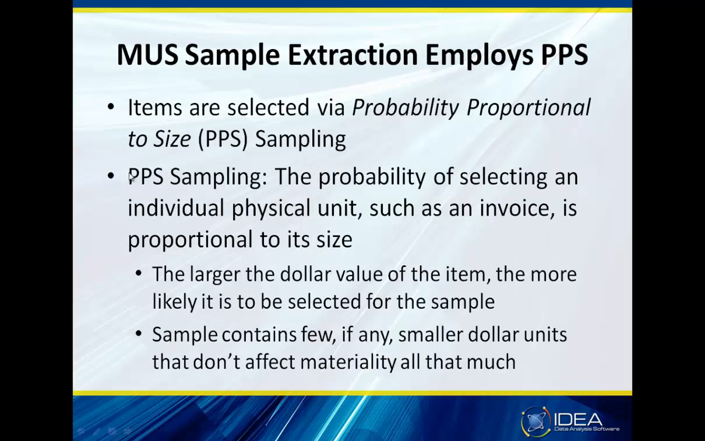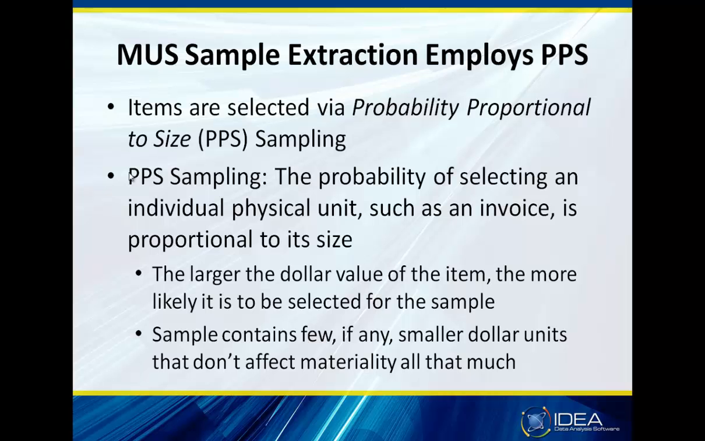Monetary unit sample extraction employs PPS. PPS is probability proportional to size. That means that the probability of selecting any individual physical unit, such as an invoice, is proportional to its size. It means the larger the dollar value of the item, the more likely it is to be selected for the sample. Very small items have very small chance of being selected in this case.